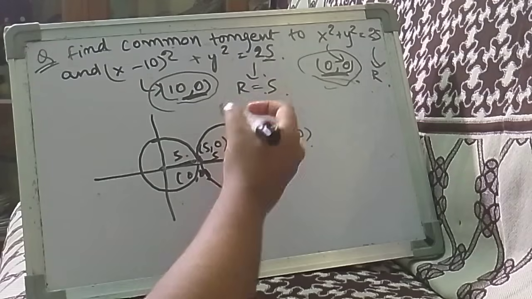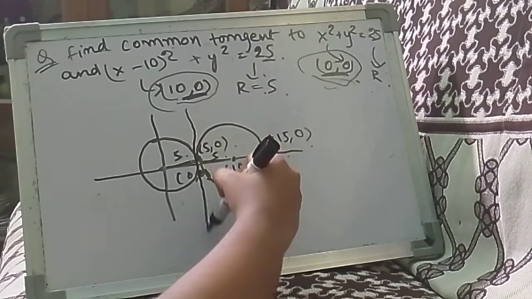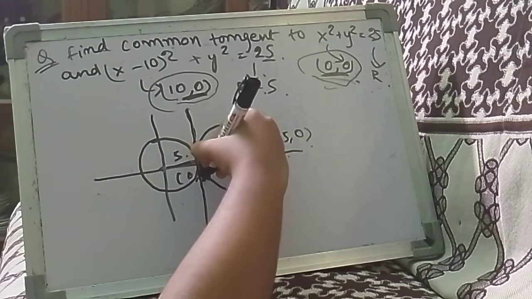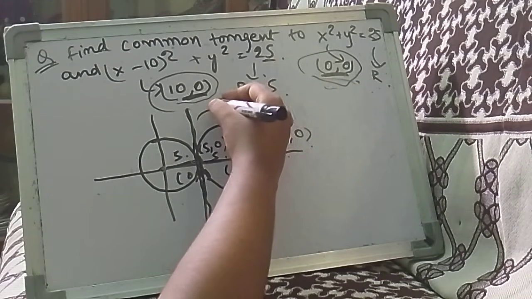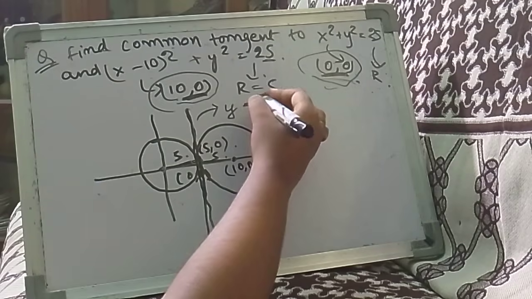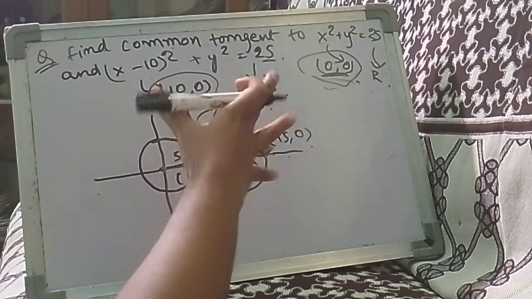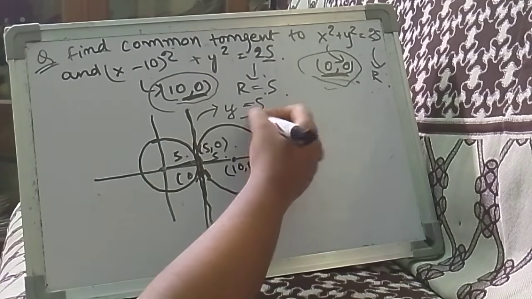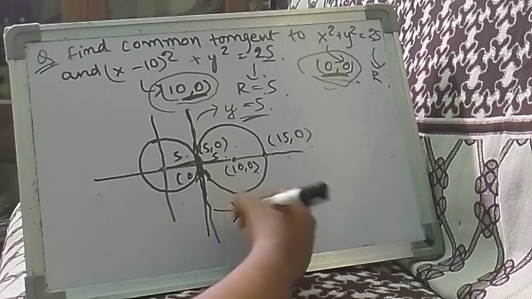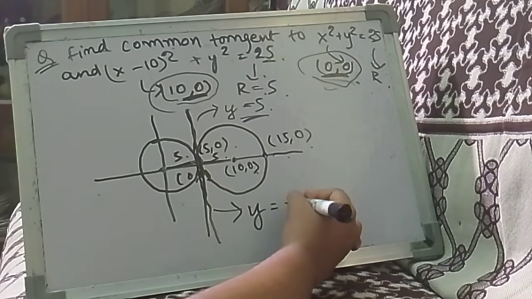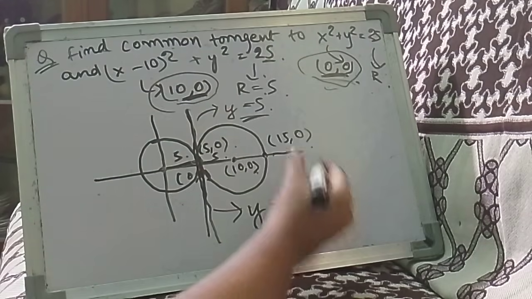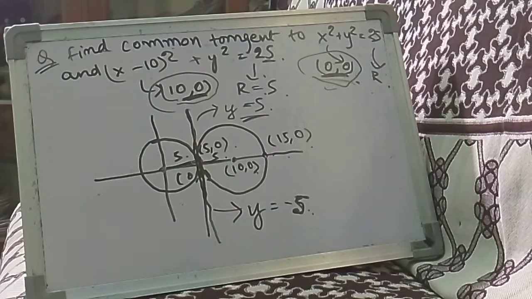So it is said to find the common tangent. This one is the common tangent, passing like this. If this is the tangent, it becomes y equals 5, because when a straight line is parallel to the x axis, there is no x term, so it becomes either y equals 5, or, if this is the line, y equals minus 5. So it becomes either y equals minus 5 or y equals 5. I hope this equation is clear. Now let's go to our next question.